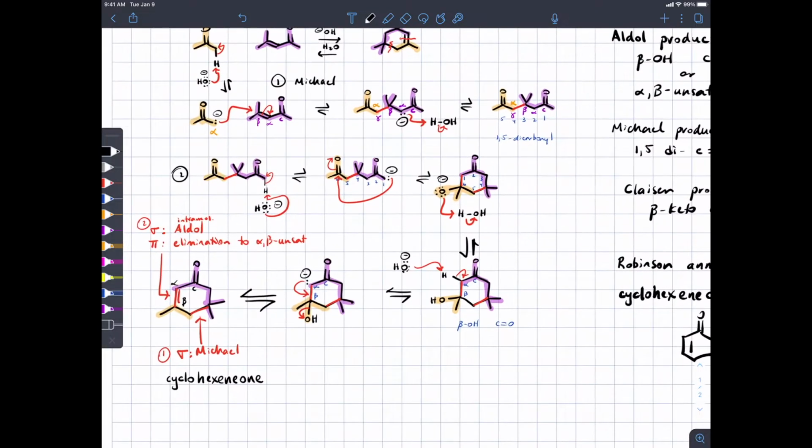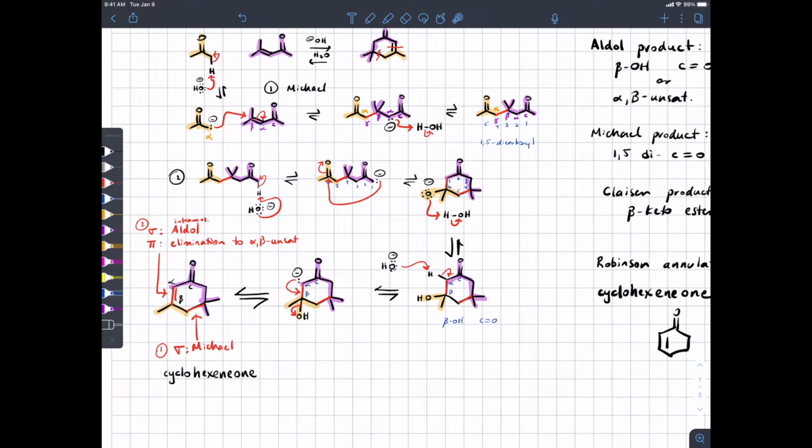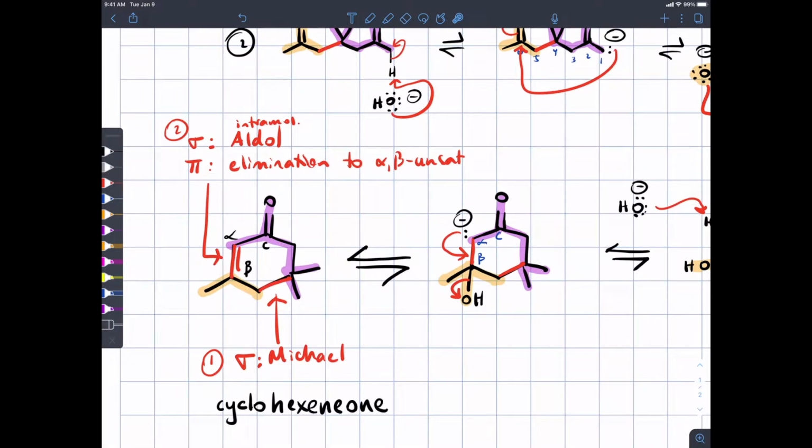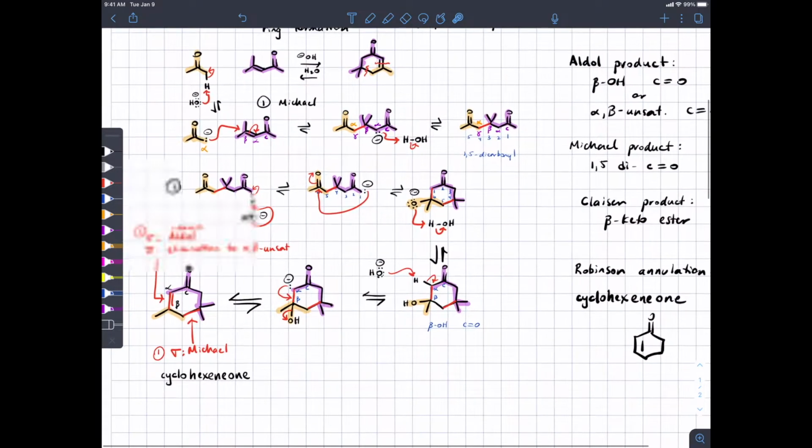And if you look at that cyclohexenone, what you see is that the double bond came from the aldol reaction. We made both pi and sigma bonds in the aldol reaction. The sigma bond came from attack of the enolate on the carbonyl. The pi bond came from this elimination step. And then we made this single bond here in red via the Michael reaction. And so what's in purple came from our alpha-beta unsaturated carbonyl compound to begin with, and what's in orange came from what I used as my enolate.